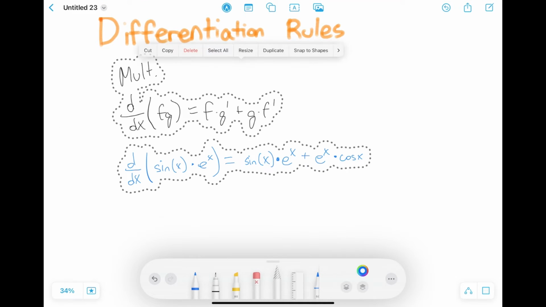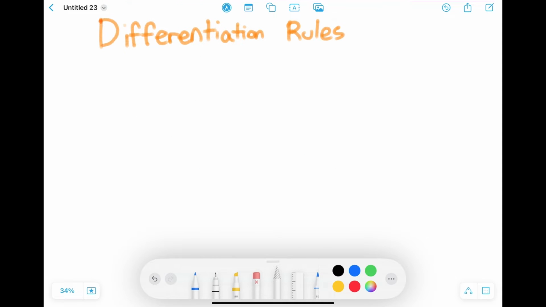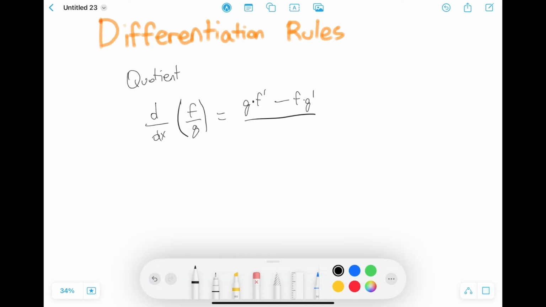Our quotient rule is more complicated. It follows the same idea that you can't just take the derivative of the top and the derivative of the bottom. But what the quotient rule states is that the derivative of f over g is going to be equal to g times f prime minus f times g prime, over g squared.